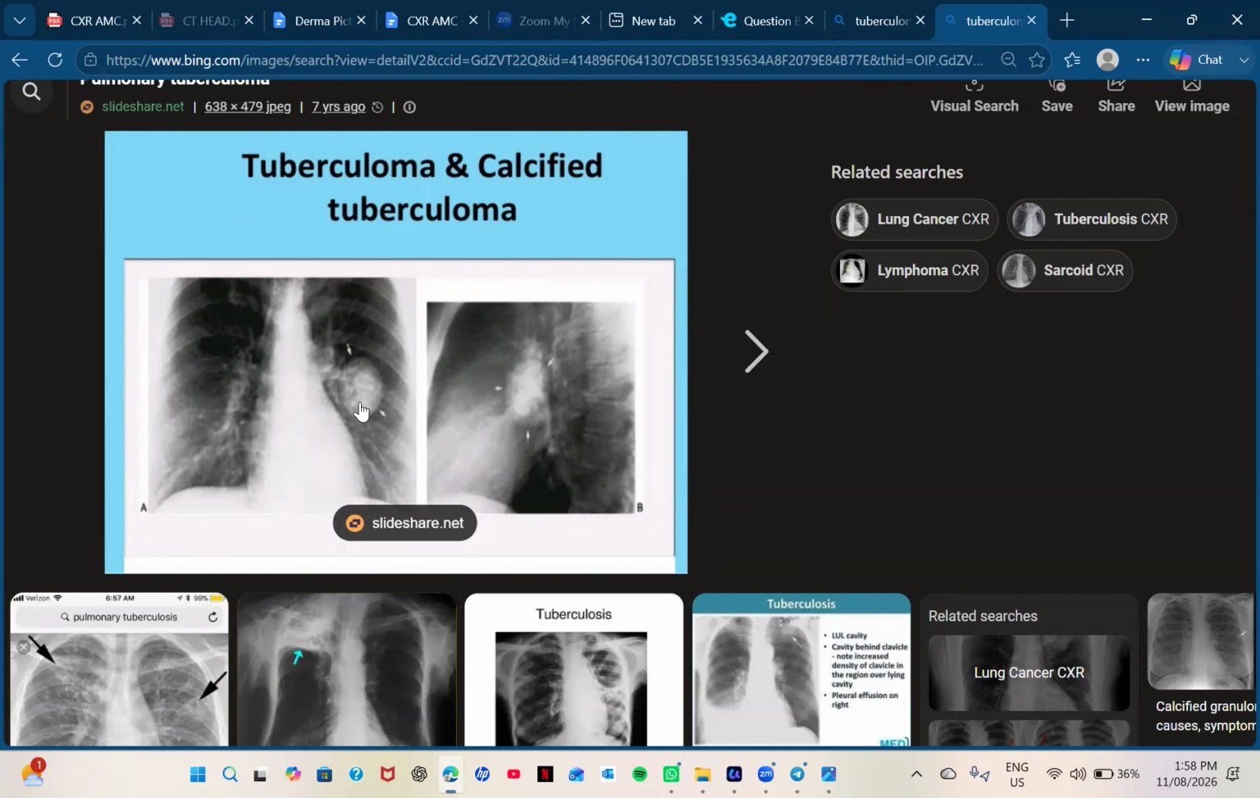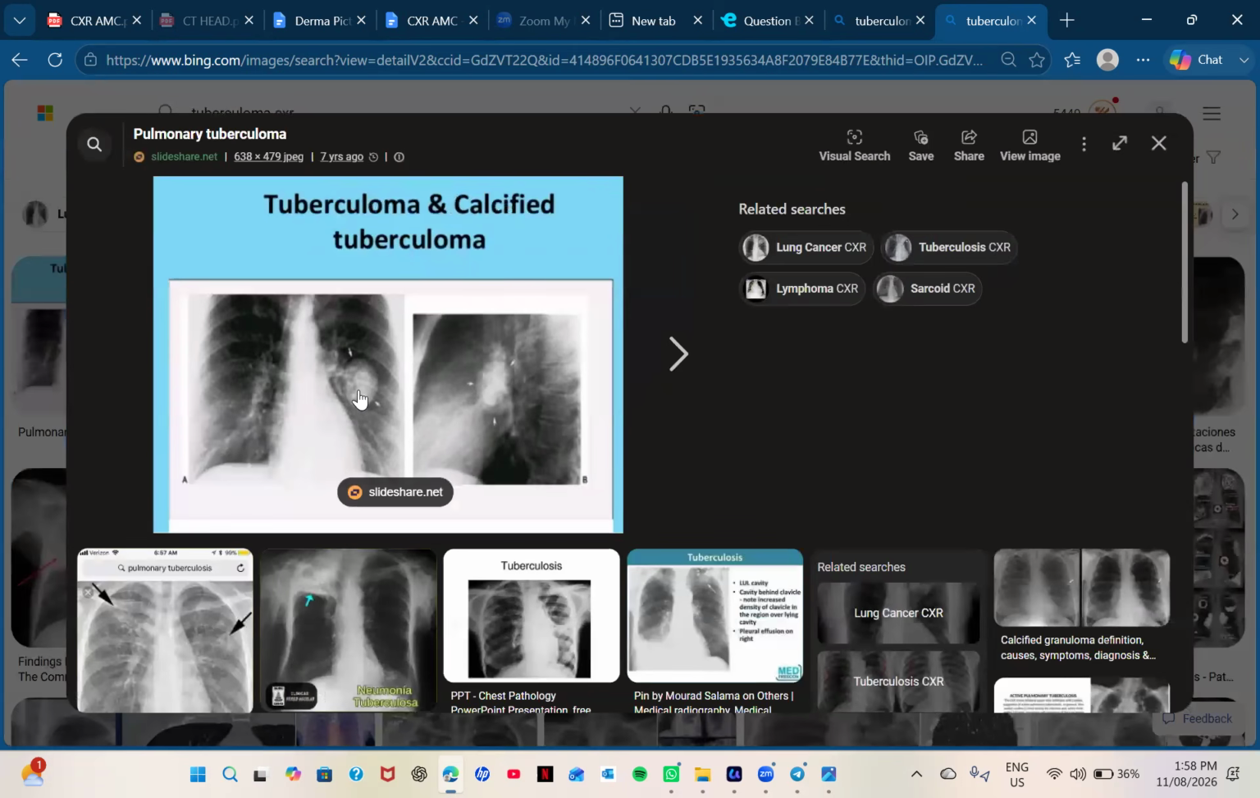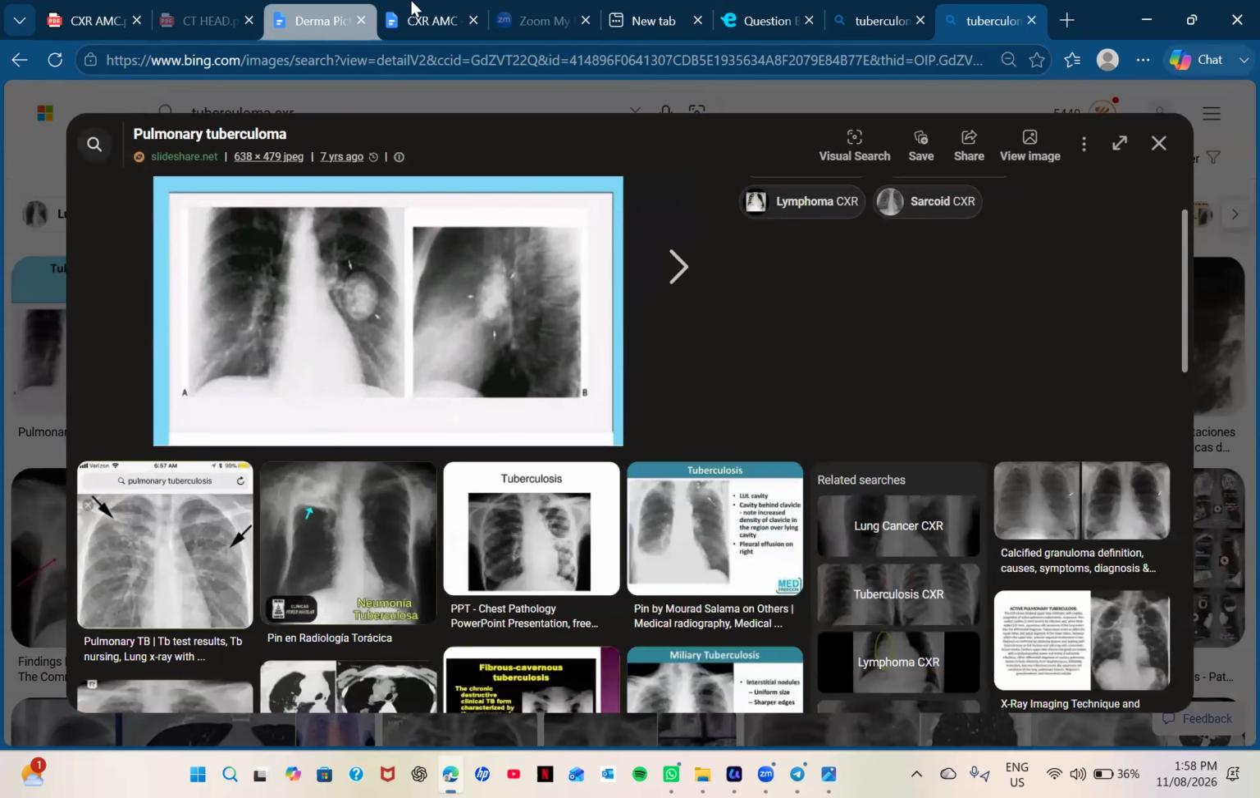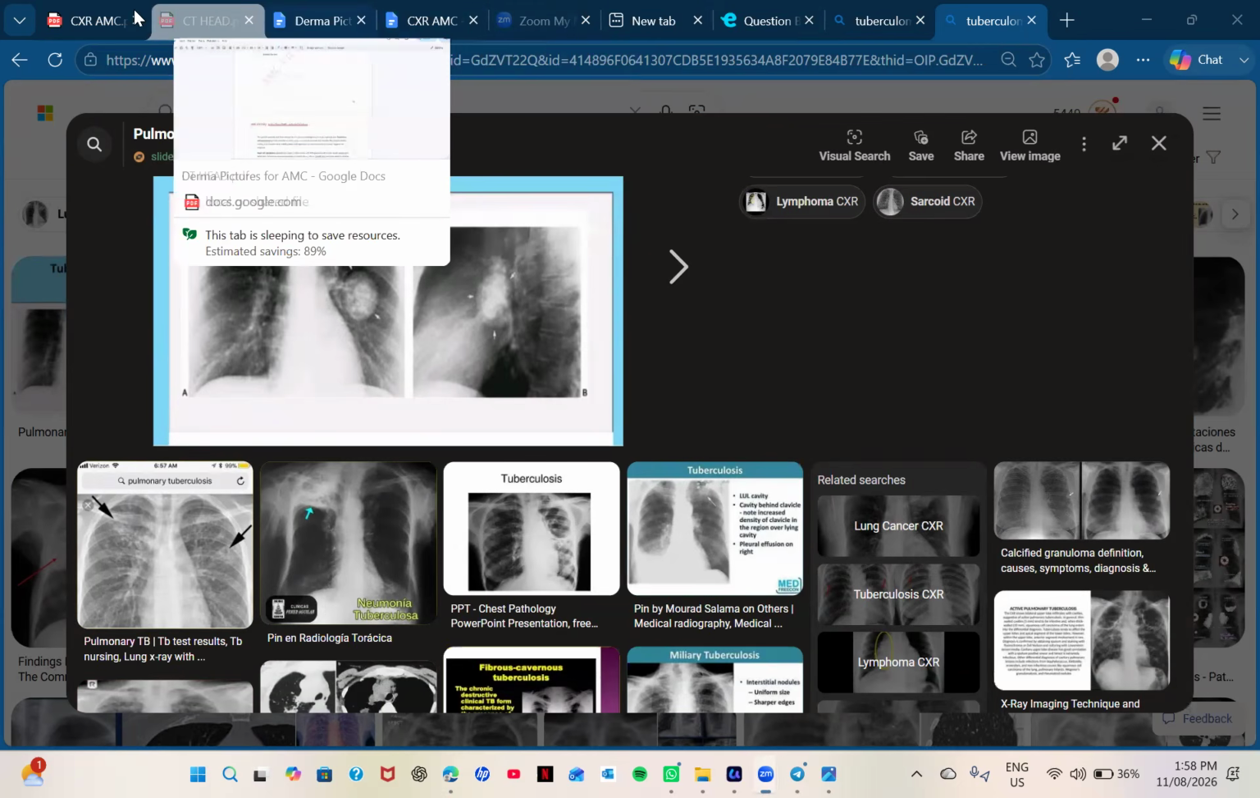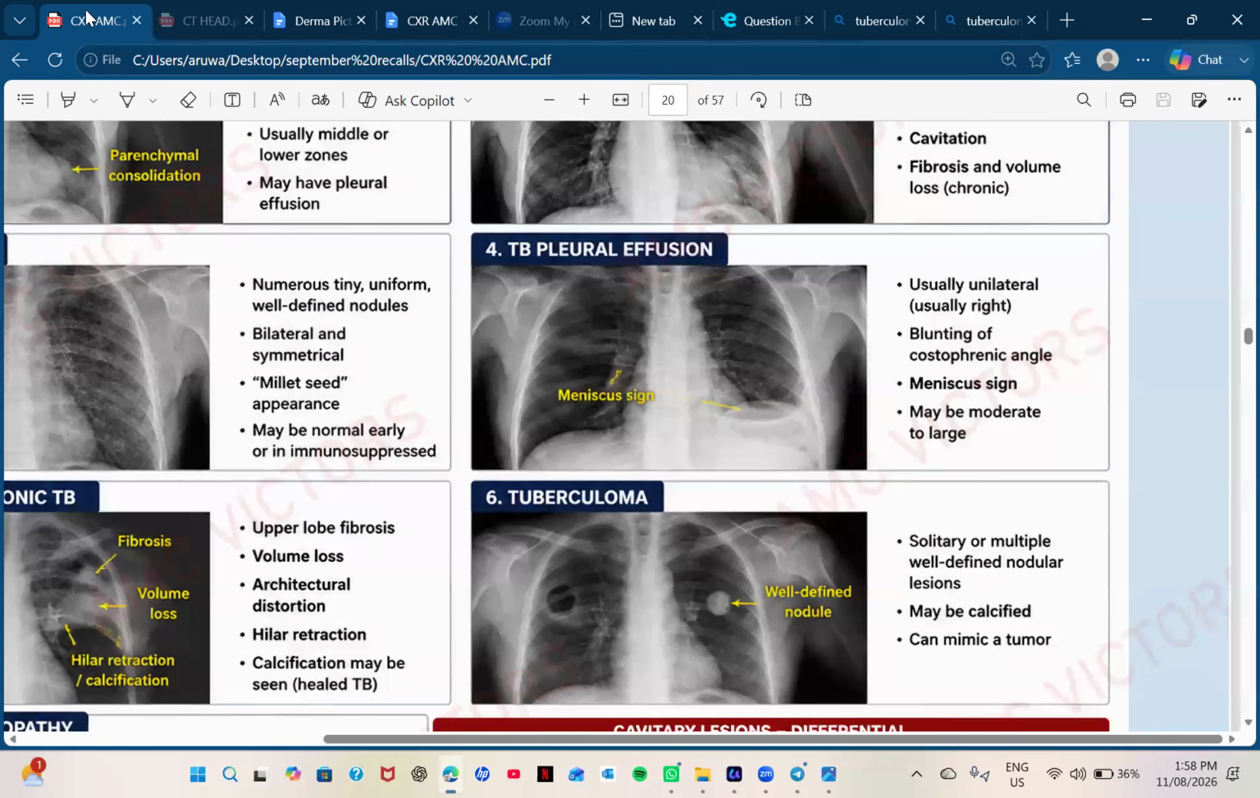Where is it mostly seen? In the brain also you can see the tuberculoma, mainly. Okay, and here in the lung as well. Because TB is not only limited to the lungs, right? We have extra pulmonary presentations as well. Okay, yeah, those are the things.